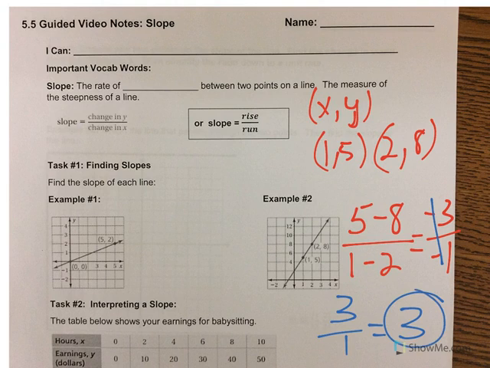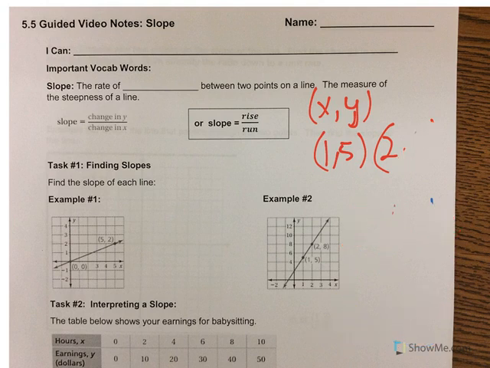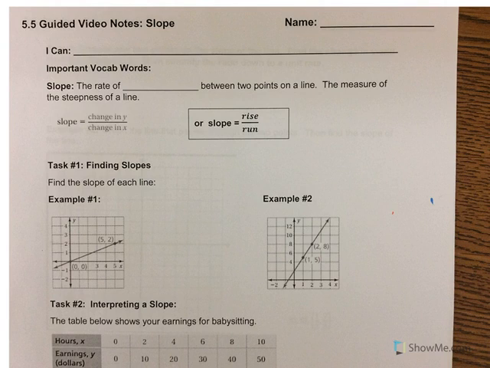And if I start anywhere on that line, the top number is my change in rise, which is 3. So if I go up 3, my red dot there goes up to 6, and then right 1, I'll be back on the line. That's all slope is. It's your rise over your run. Rise over run.